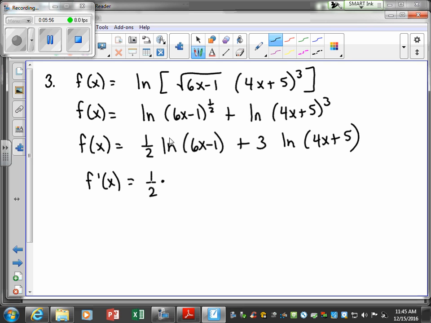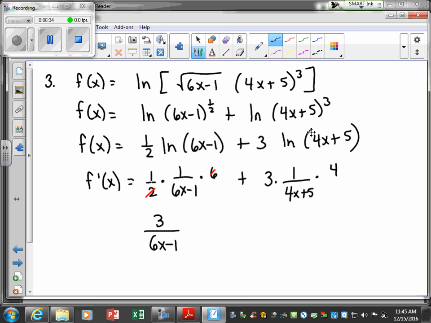The derivative of the natural log of this is just going to be 1 over 6x minus 1 times the derivative of the inside. What's the derivative of this inside? Just 6. Good. Then over here, bring down the 3. The derivative of the natural log is 1 over 4x plus 5 times the derivative of the inside function, which is 4. We can simplify all that. Here and here reduces, so that would leave me with 3 over 6x minus 1, and I would just get 12 over 4x plus 5.